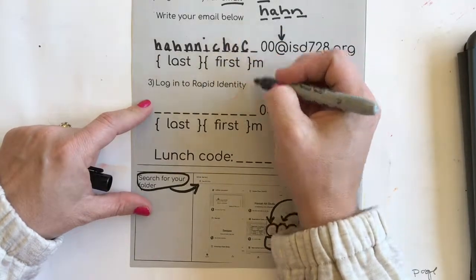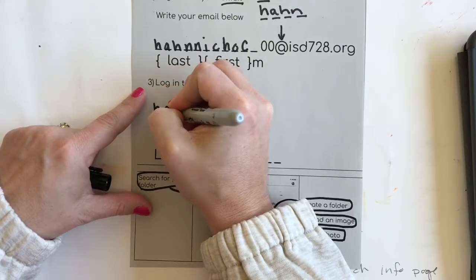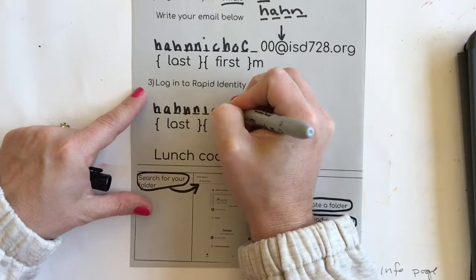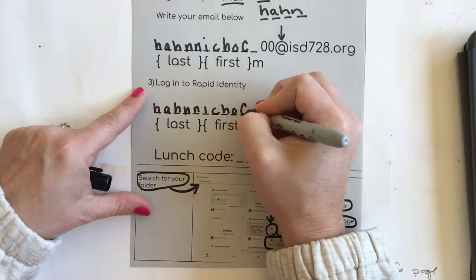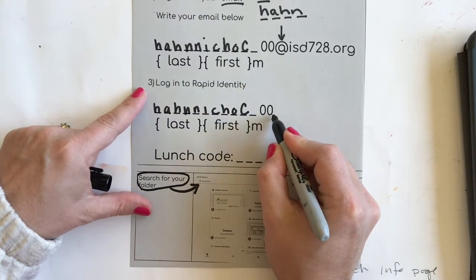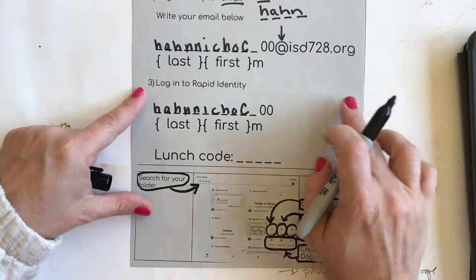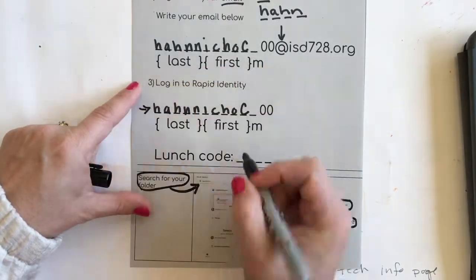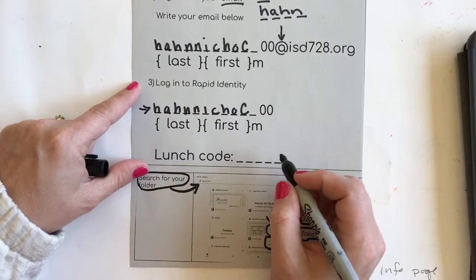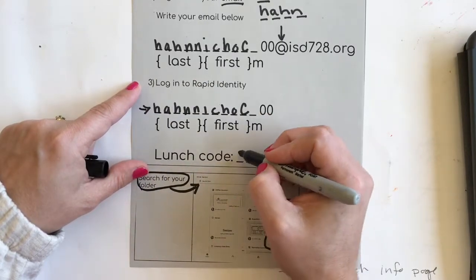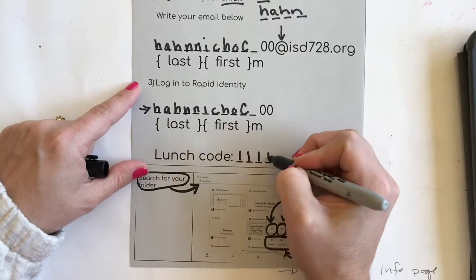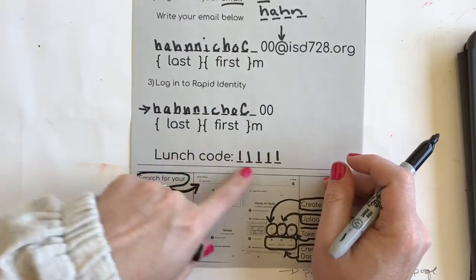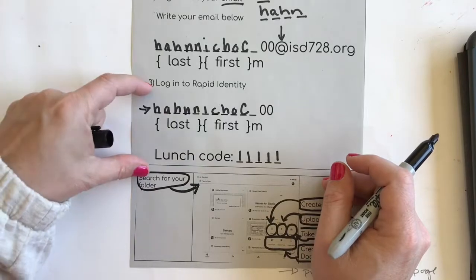This part is the same. H-A-H-N, N-I-C-H-O, C, 0, 0. But I don't have to add that whole @ISD728, just this part for here. And then our lunch code. If you want to write your lunch number in here, you can, but you don't need to because that's private information. That is your password for rapid identity.